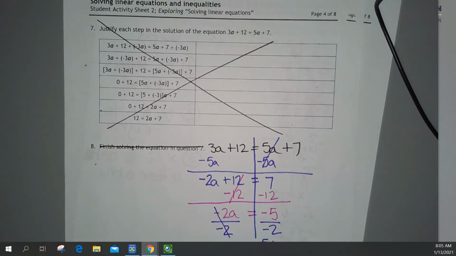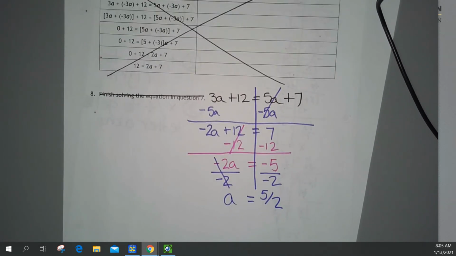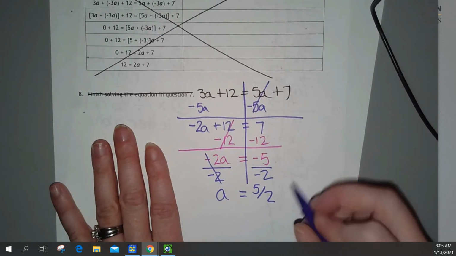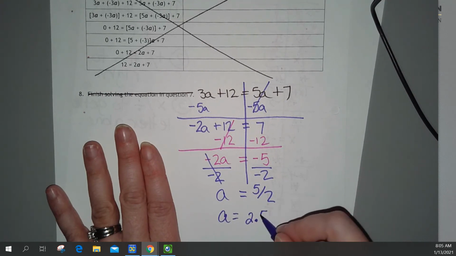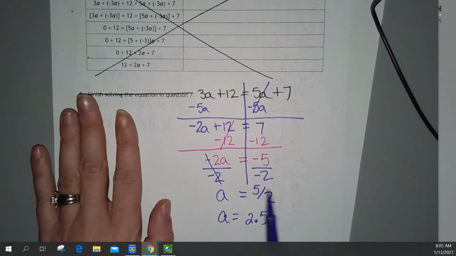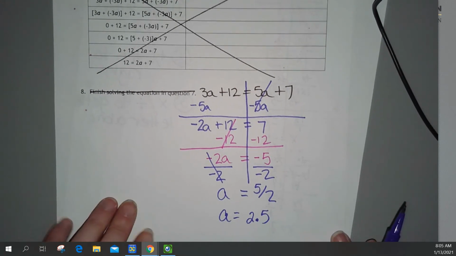Now, I left it as a fraction, guys, because that cannot be reduced. We like fractions, but if it makes you feel better, you can plug that into your calculator and say that A equals 2.5. I would accept either of those answers, and I'm pretty sure your teachers would too.